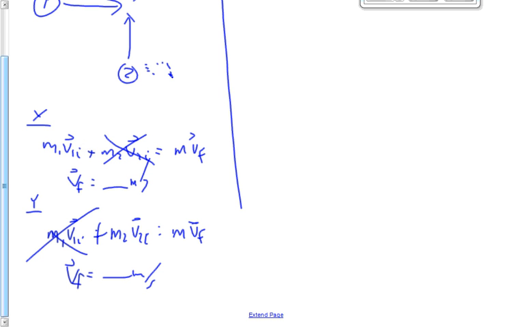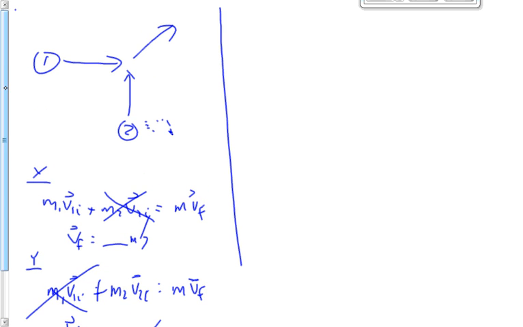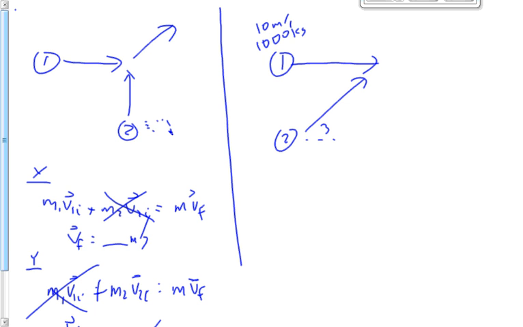So let's take a look now at a situation where we have a funny angle. So it might be something like this. Okay, we've got car number one moving up at an angle like this. Let's say it has a mass of 1,000 kilograms and a velocity of 10 meters per second. Let's say we get car number two moving up like this. Let's make our angle 30 degrees here. Let's make it a mass of 1,500 kilograms, and let's make its velocity 20 meters per second. So a heavier car moving faster.